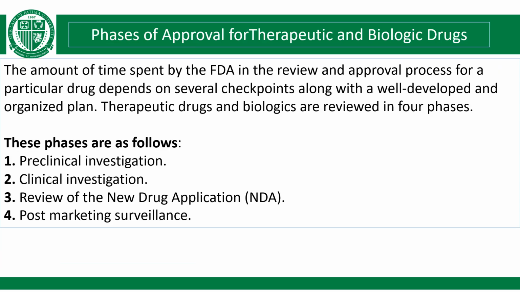Then we have the different phases of approval for therapeutic and biologic drugs. These phases could help people to understand how medications are made, how they are tested, and when and how long it would take before a medication is considered plausible or viable or available. Now, with regards to the phases, they are as follows.